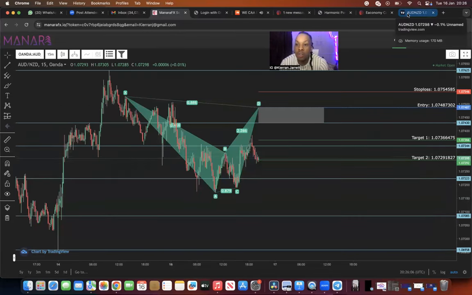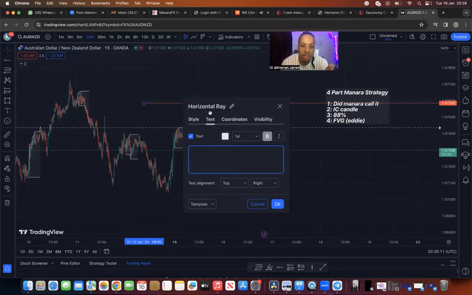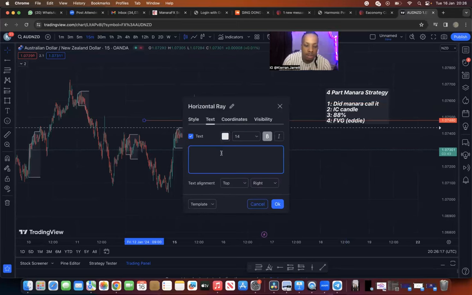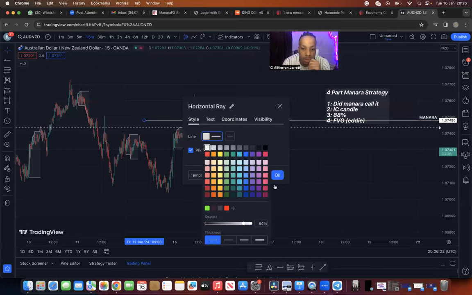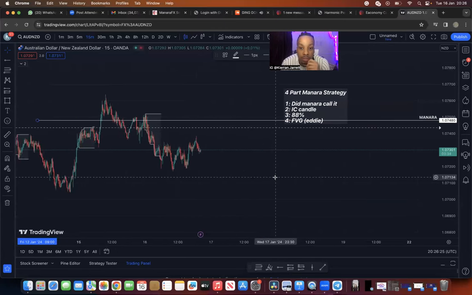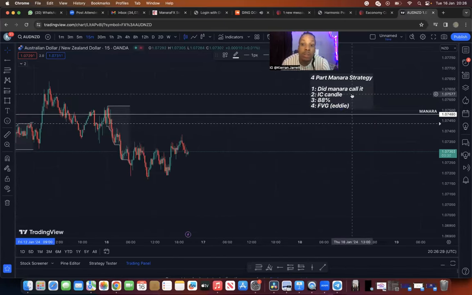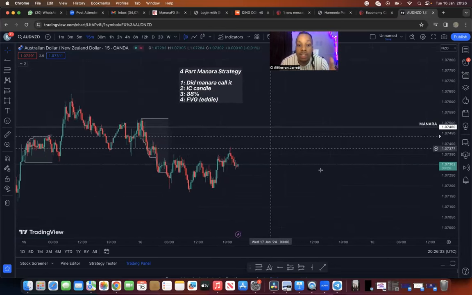Right? 0748. So I'm going to draw a line on TradingView because it's just easier to see. 1.0748, and I'm going to call it Manara. And I'm going to make the line white so everyone can see it. Okay, did Manara call the trade? Yes, no problem.